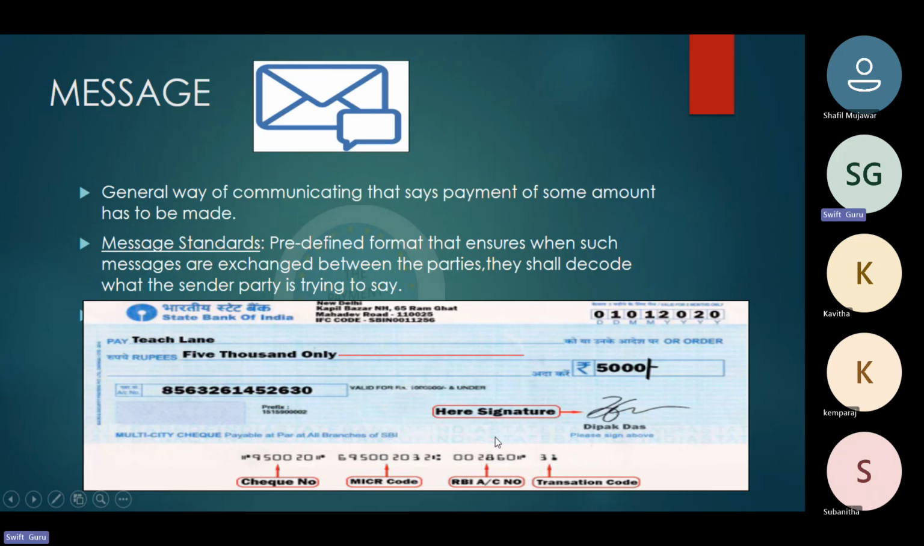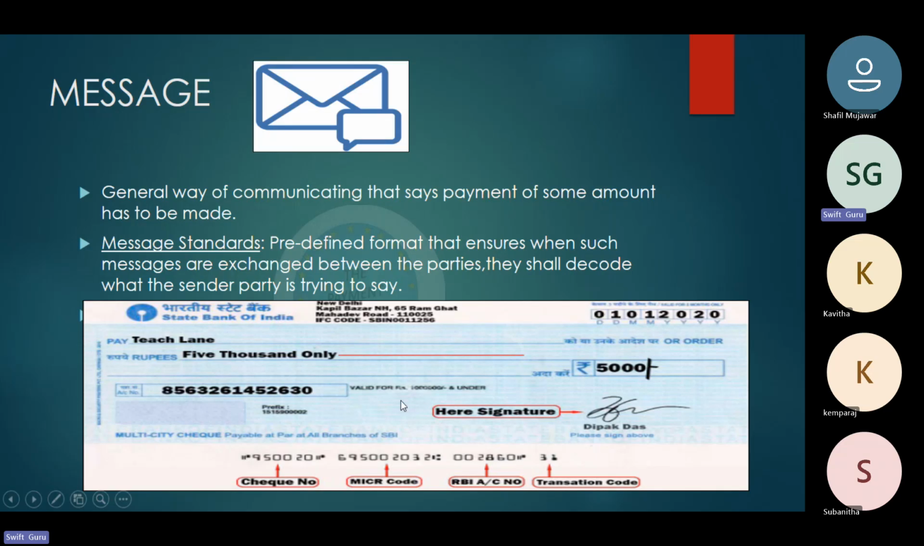All the check leaflets of ICICI also will have similar fields. The signature field will be there, account number will be there, value date will be there, amount section, everything will be the same. So it is a standard already defined. In India, the respective check processing system has this standard already defined: this is how you should be providing a check leaflet to your customer.